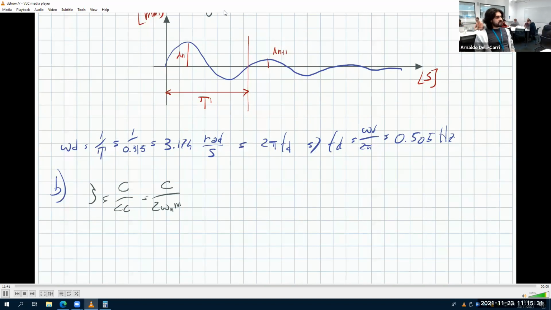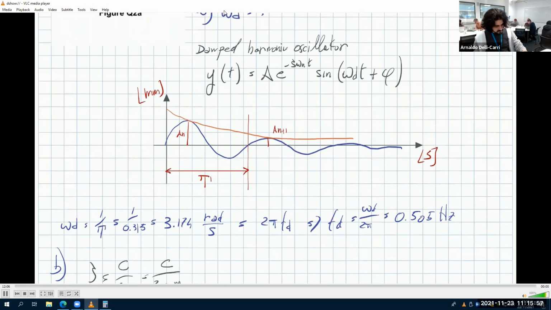Okay. Is there any other way? Because we don't have mass and we don't have omega n, so this is not very useful. Also, we don't have C. But what we know is that we know an and an plus 1. So we know that this is following a logarithmic decrement. This part here is exactly this. So we can estimate this zeta.